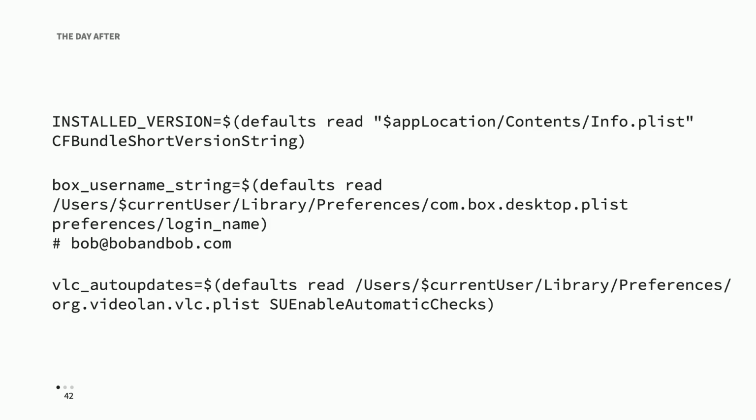Here's how you can tell if VLC has automatic updates turned on. Same thing, run this command. You'll notice this one is, again, in the preferences directory for the user, and it's going to output a 0 or a 1 for whether or not the feature is turned on. 0 is false, 1 is true.